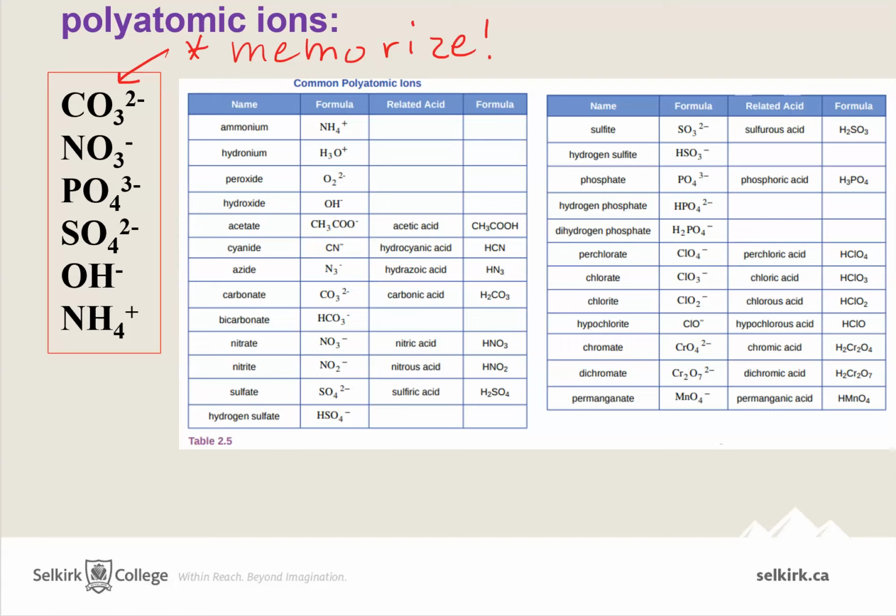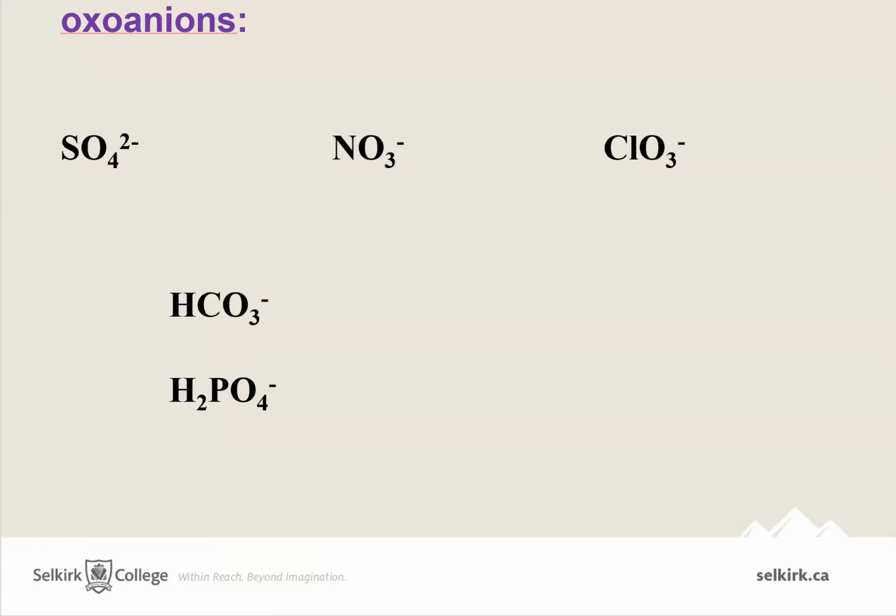Now with those 6, we can build a repertoire. We can extend that repertoire by adding in the oxo ions with different numbers of oxygens. So oxo anions are anions that have oxygens in them. And you memorized that this is sulfate. Here's a system that's going to extend our repertoire.